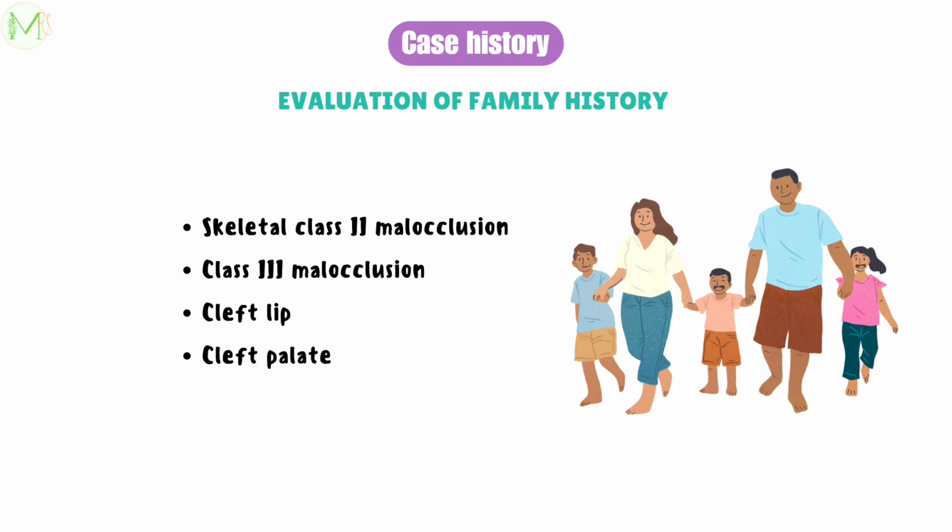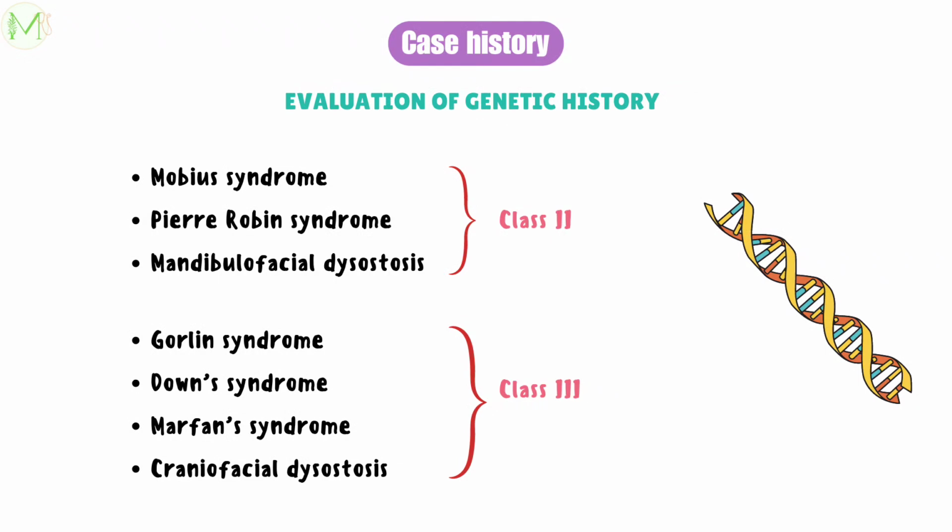Next, we need to evaluate genetic history. We should try to identify any genetic cause of malocclusion or hereditary transmission of malocclusion. Mobius syndrome, Pierre Robin syndrome, and mandibulofacial dysostosis can lead to class 2 malocclusion. And Gorlin syndrome, Down syndrome, Marfan syndrome, and craniofacial dysostosis can lead to class 3 malocclusion.